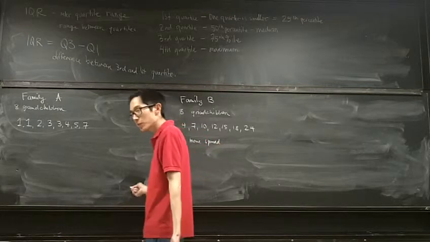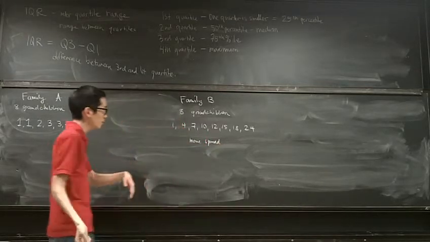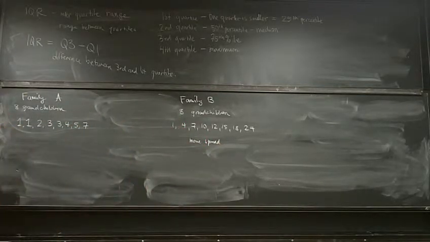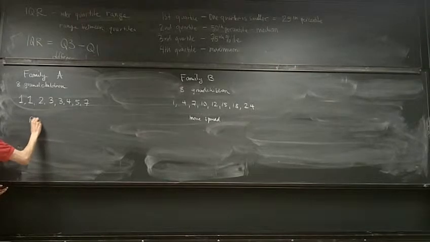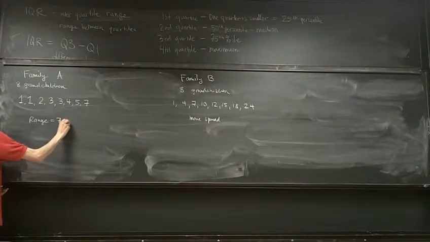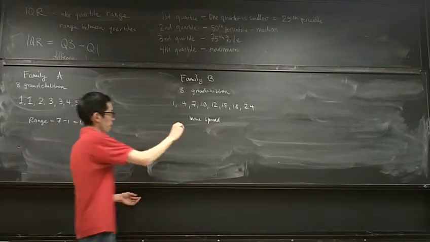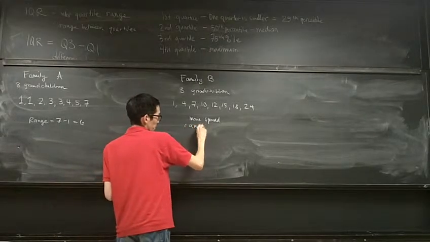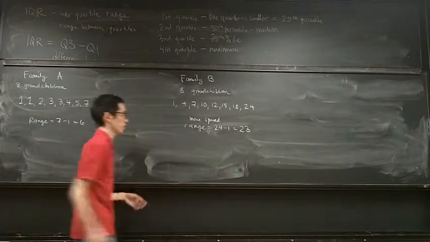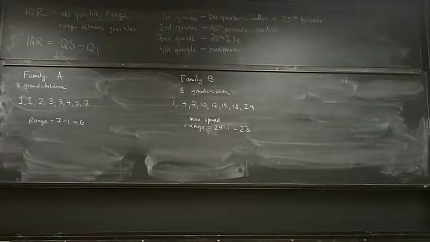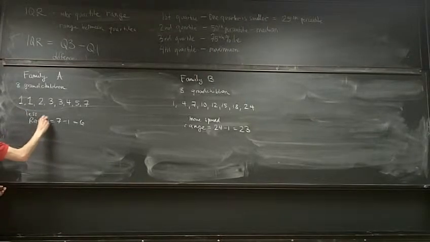And we can see it in the range. What's the range in family B? 23. And what's the range in family A? 6. So that's one way to show that this has more spread, and less spread over here. Let's talk about the IQR.